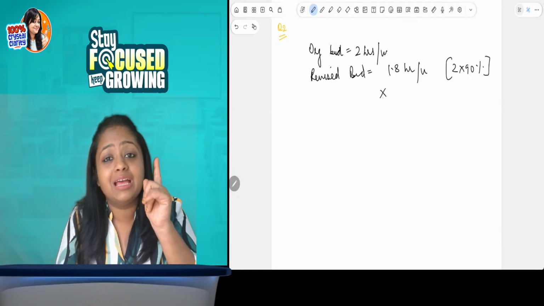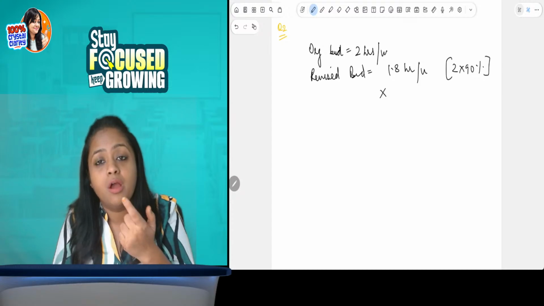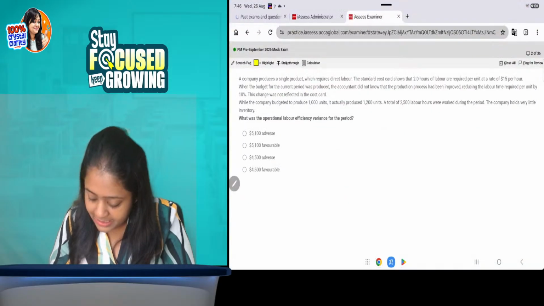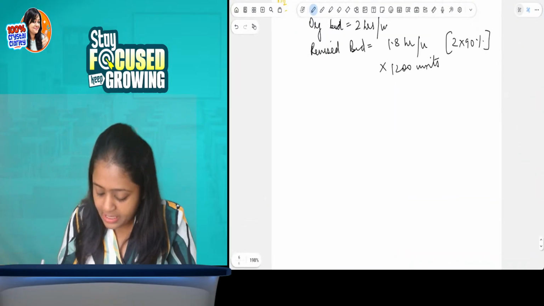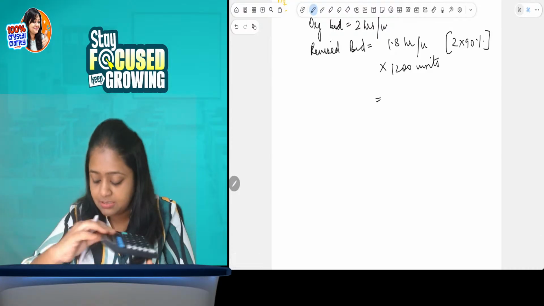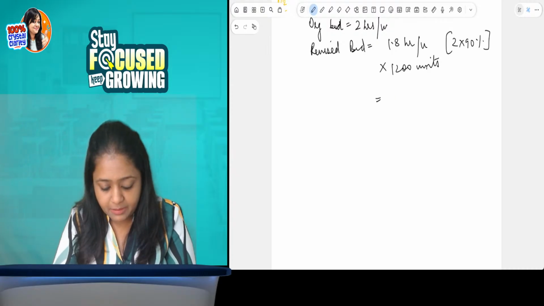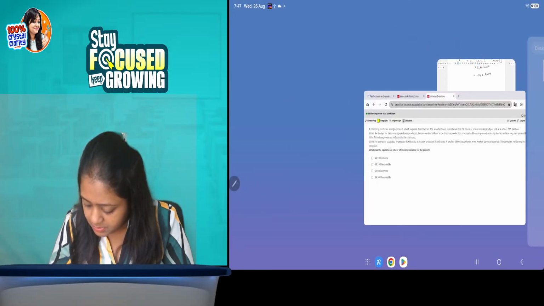This I will multiply with the actual units, right? Because when we calculate the efficiency variance, we always calculate it to produce the actual units, which is 1200 units. I'll just confirm it. So this is 1200 units given here, right? And actual labor hours are 2500 and the standard labor cost is 15. So now as per the revised figures, what is the revised budgeted hours? 1.8 multiplied by 1200, which is 2160. Only 2160. Just a minute.